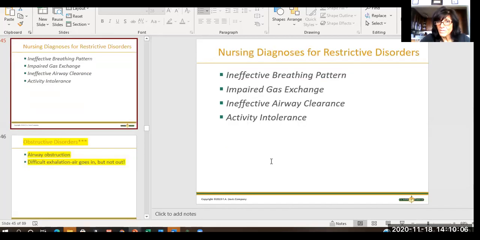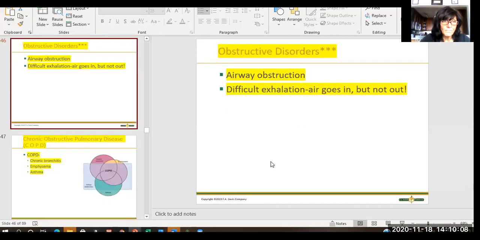There's your nursing diagnoses for the restrictive disorders. And we're moving into obstructive disorders. Okay, I'm going to take a quick break and see if anybody has any questions. So I'm going to stop my share for 1 second and pause. And here we go back again. We're going to continue with lower respiratory. Let me share my screen.